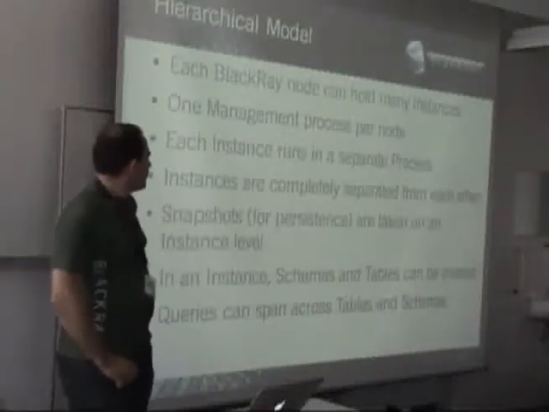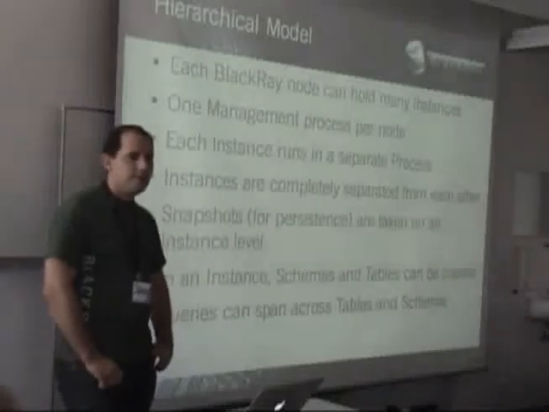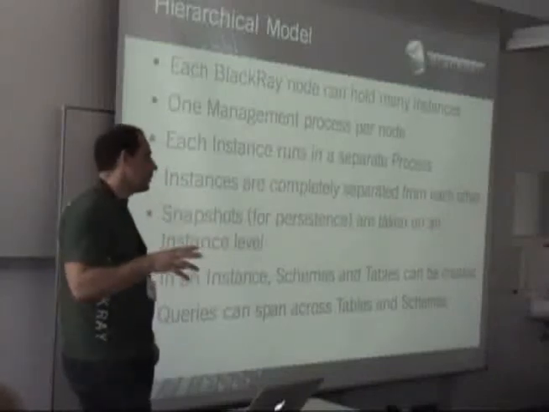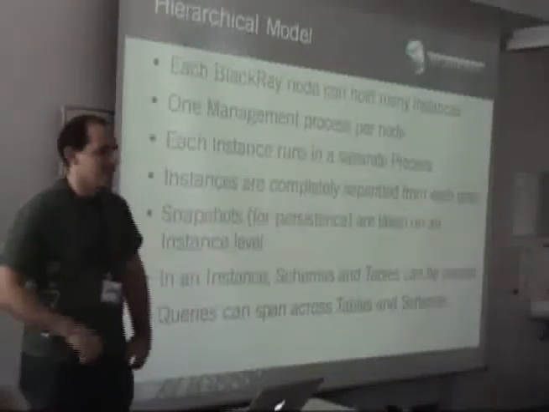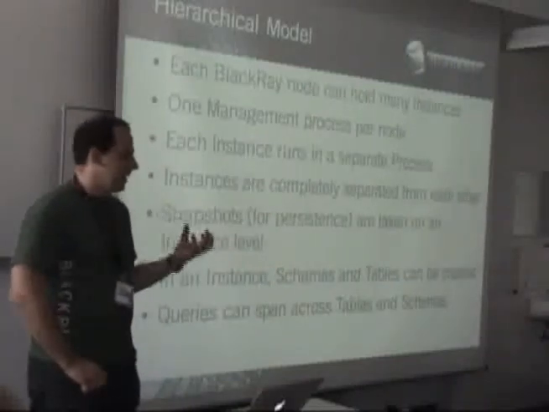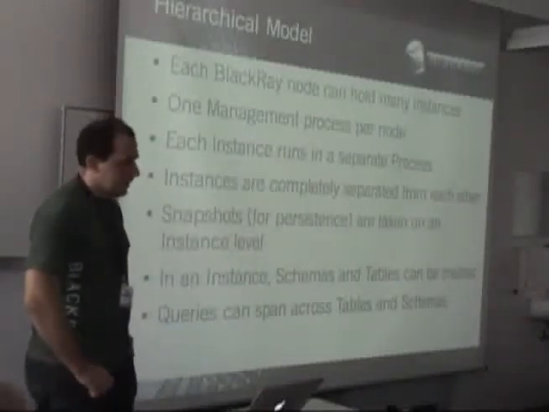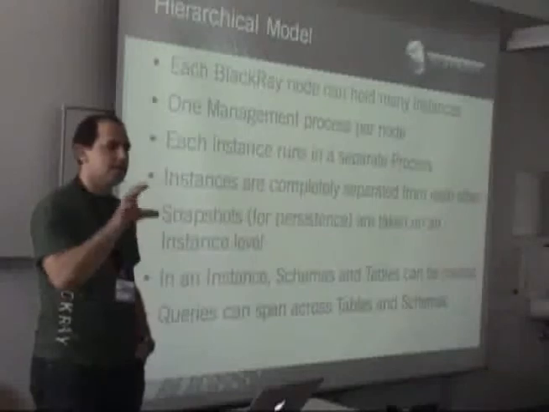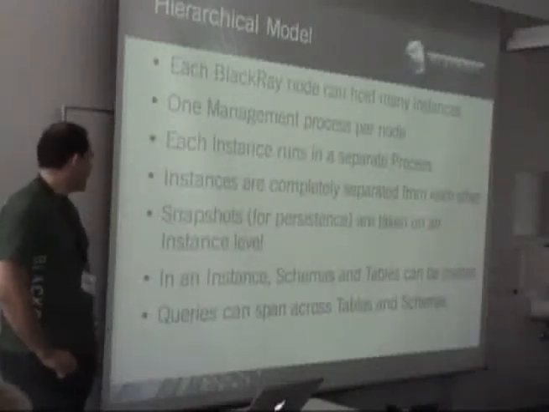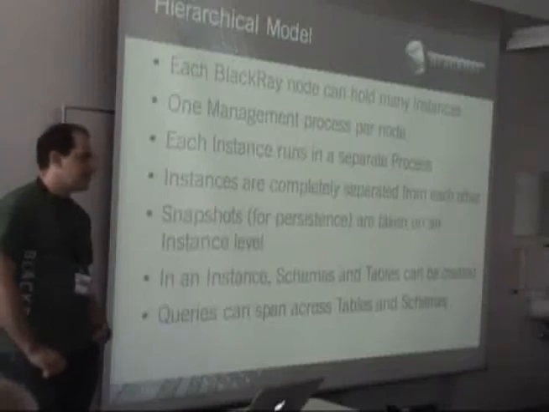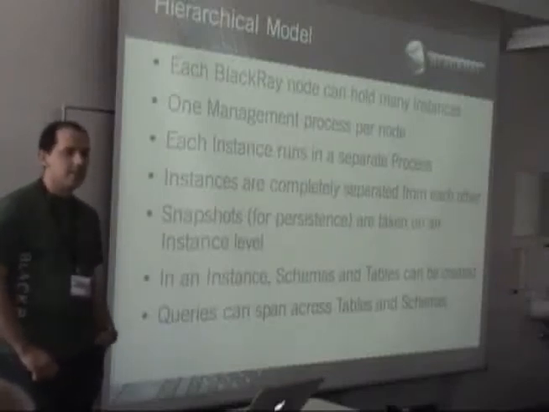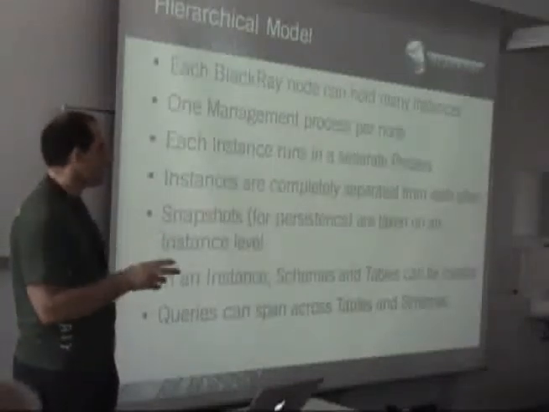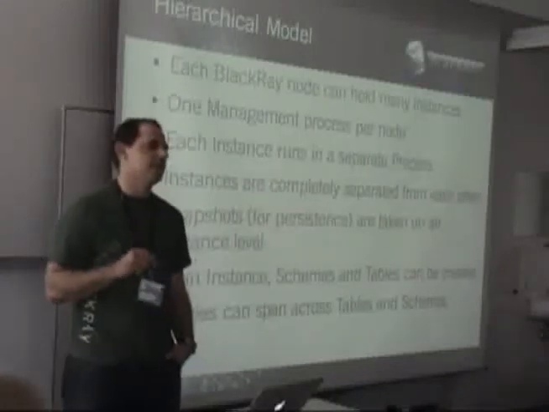The instances are separate processes and thus completely separated from each other, which also means you cannot do a query that spans 2 instances. This is by design and not by some kind of thought. It was designed for the instances to be completely separated. Persistence and snapshots are taken on the instance level. So for each instance you can take separate snapshots, which we're going to talk about a little bit later as well. Inside an instance you can create a schema. Inside the schema you can create tables and then do what usually you can do. You can query. Queries of course can span tables across different schemas.